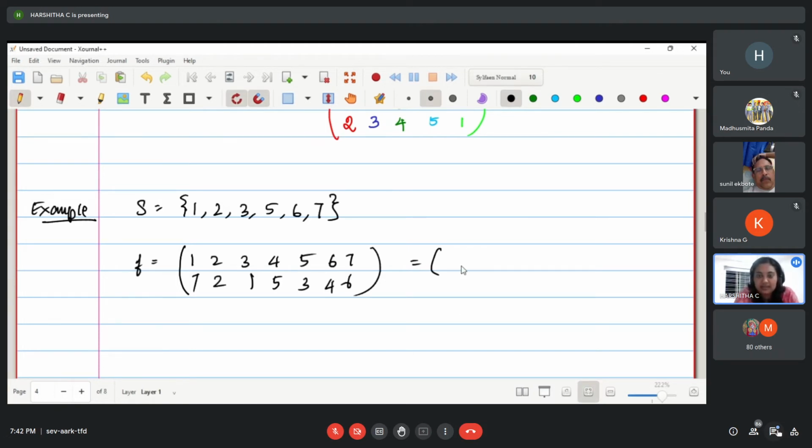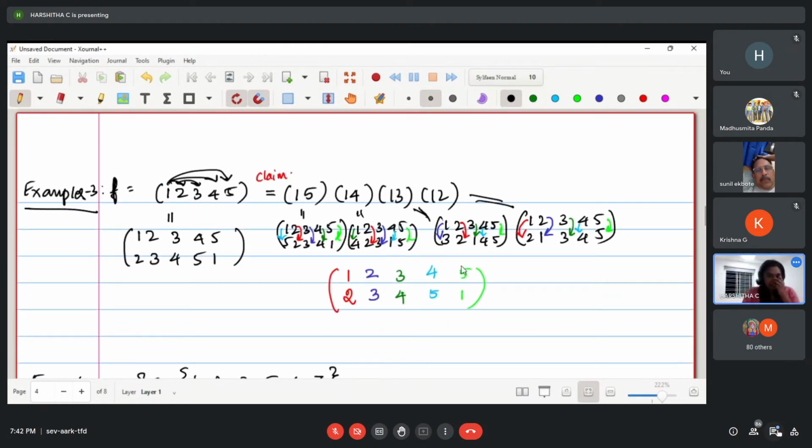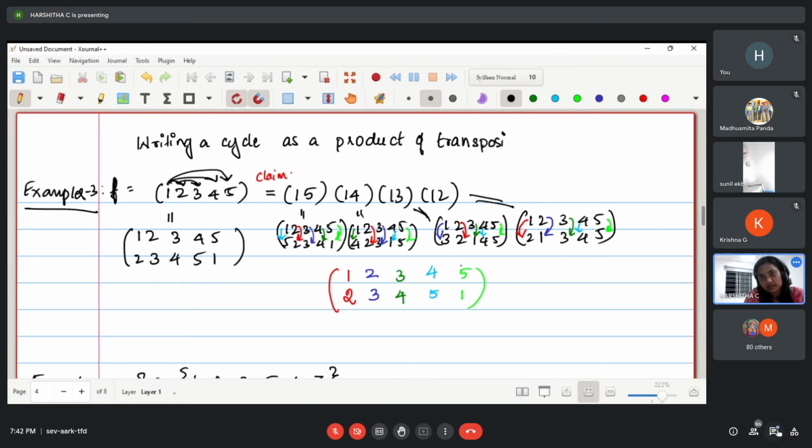Okay, see, what are we trying to do here? We are taking a cycle and we're trying to write it as a product of two-cycles, right? So that's what we're trying to do in this example: writing a cycle as a product of transpositions, or two-cycles. Is this part clear that this is what we are trying to do?